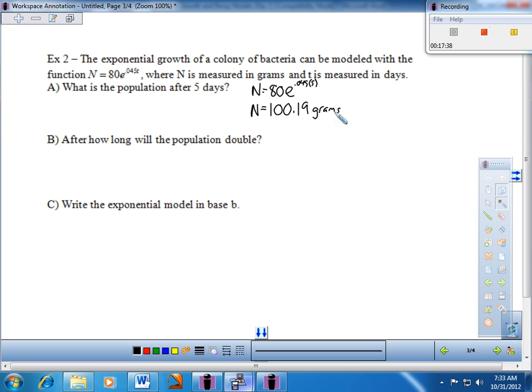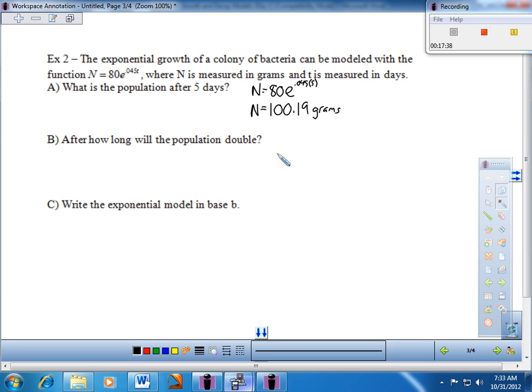Good. So that one is sort of an introductory problem. If I give you the input to the function, you can come up with the output. And base e is quite easy to work with on the calculator. You have that button to help you compute it. Okay, well, let's get b. After how long will the population double?